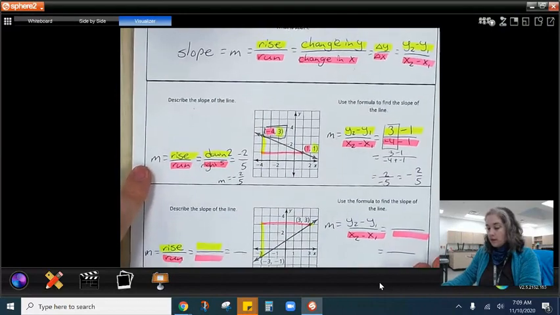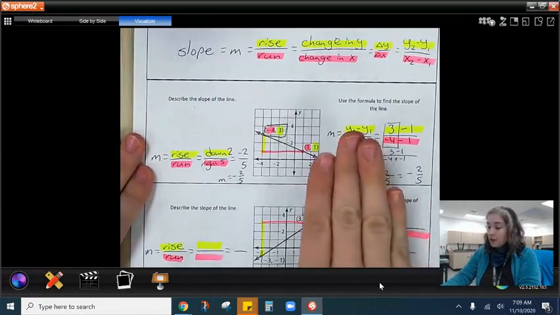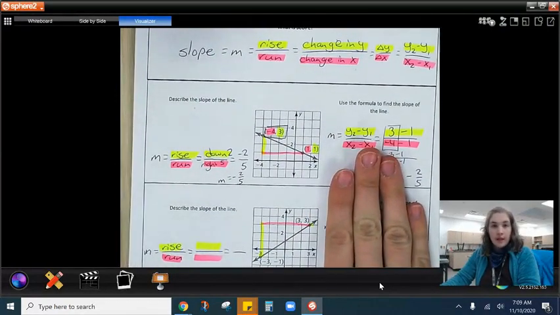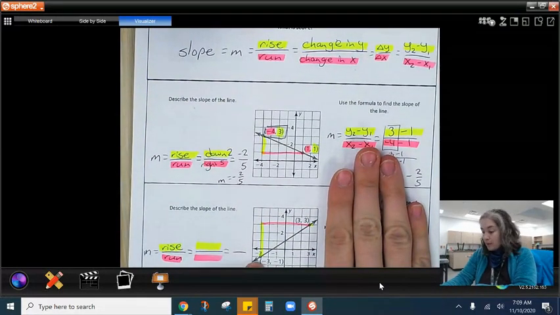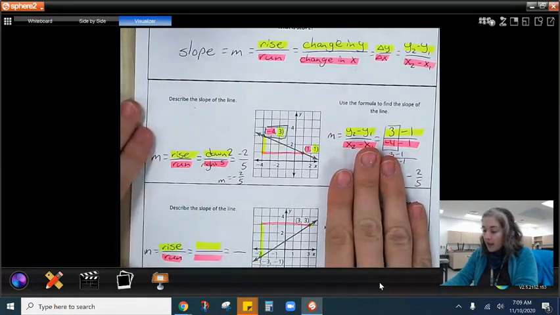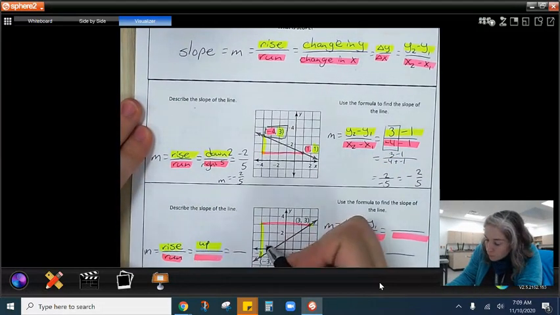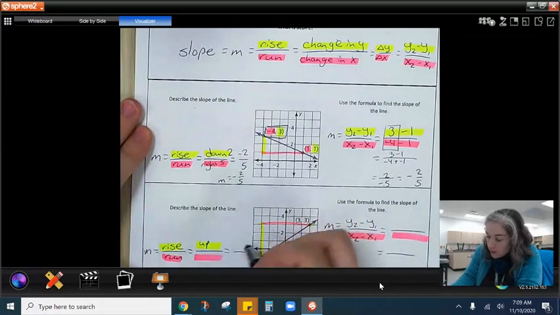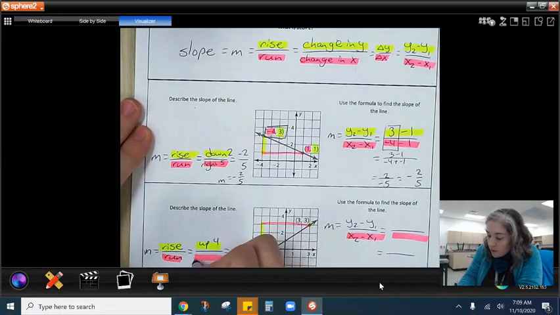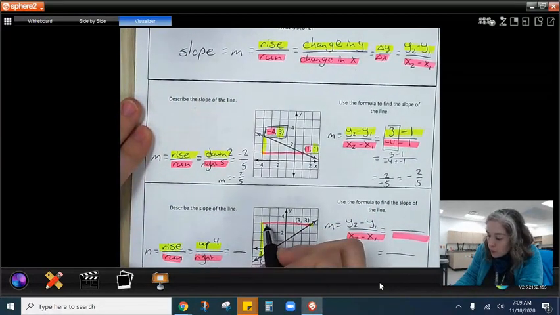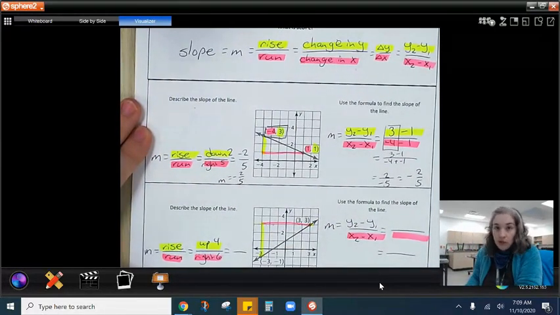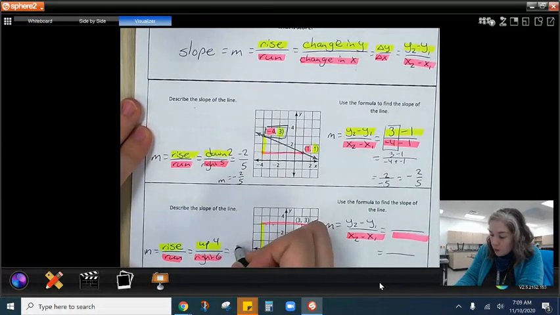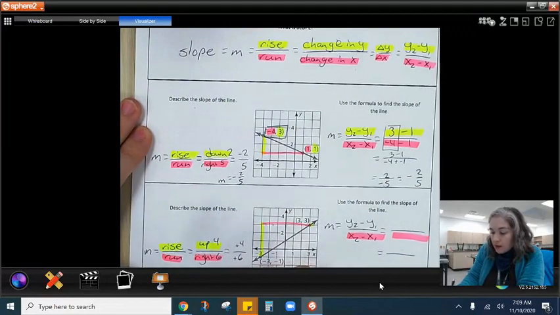Let's take a look at our second example. So again, I'm going to ignore the formula, and I'm just going to look at this and use my words to describe it. Again, I start on the left. So we're starting here. I am going up 1, 2, 3, 4. And then I'm going right 1, 2, 3, 4, 5, 6. That's all I'm doing. So an up 4 would be +4. A right 6 would be +6. That means I can rewrite this as 4/6.